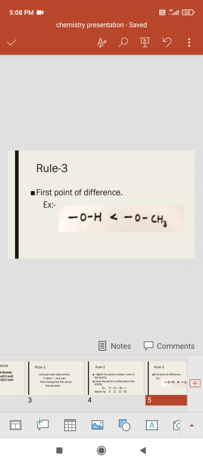Rule 3 is the first point of difference. Let's understand with the help of an example. In this case oxygen is identical in both cases, so we move ahead to the second atom. Here's the hydrogen and here's the carbon. We know that carbon has a greater atomic number than hydrogen, so this will get more priority. So OCH3 gets more priority than OH.